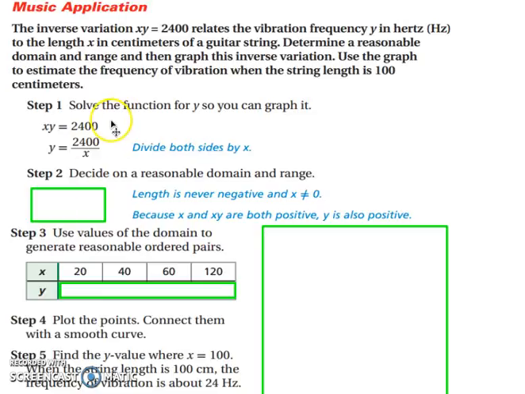So step 1, we want to solve for y, that way we can actually graph it, since we already have that x times y is 2,400. So divide both sides by x.